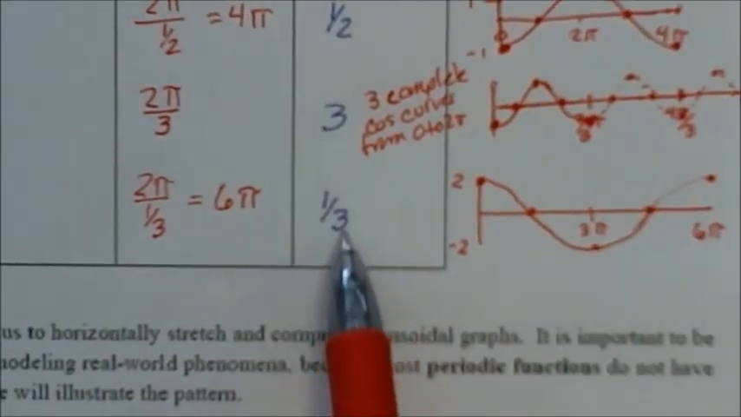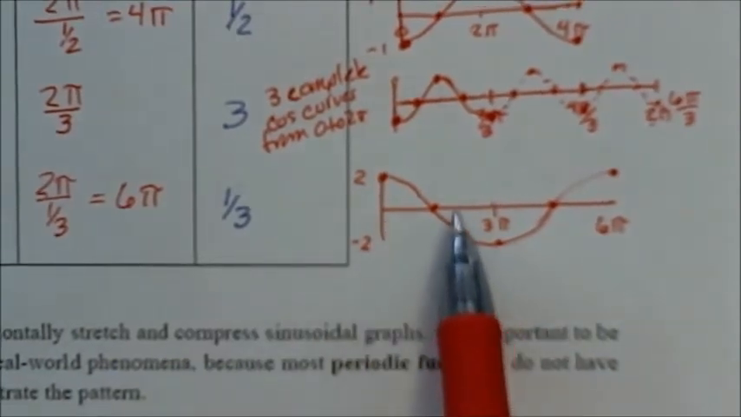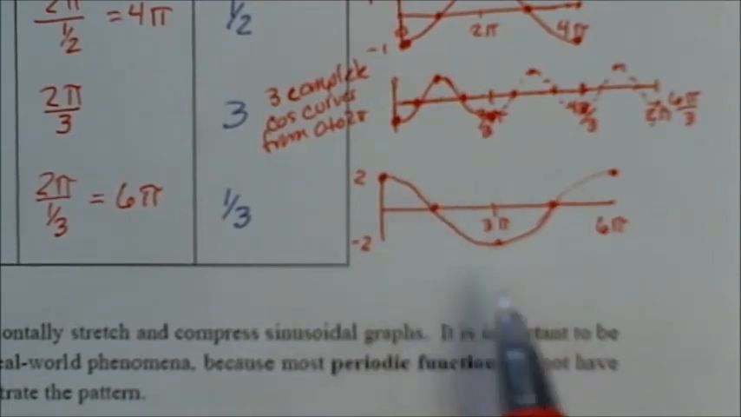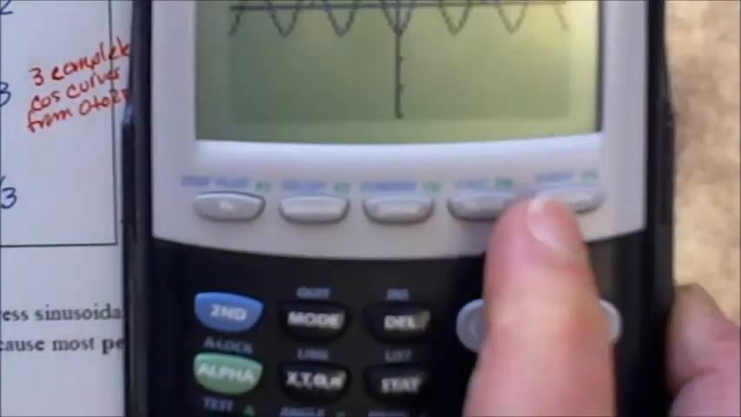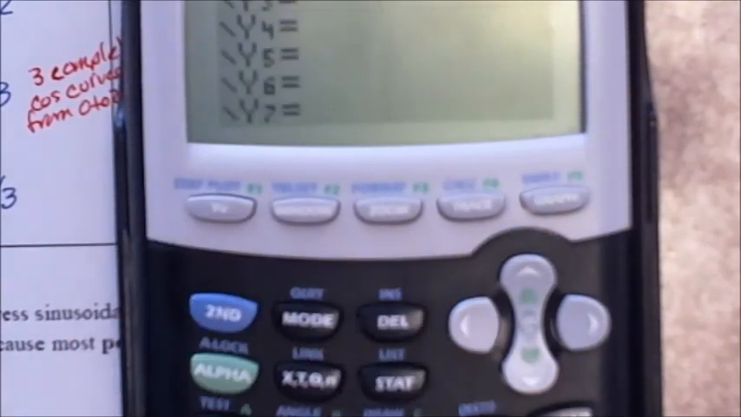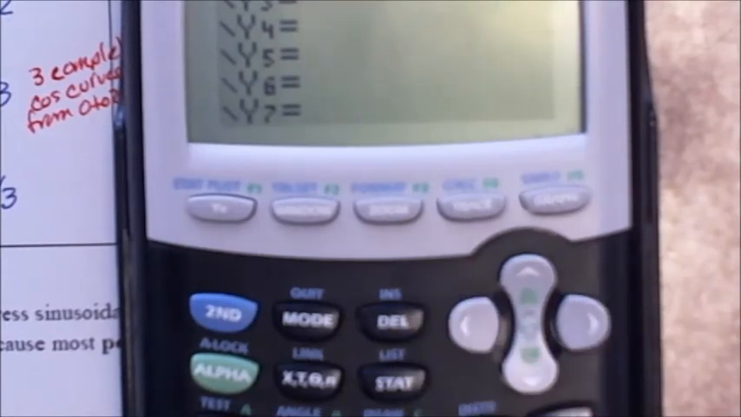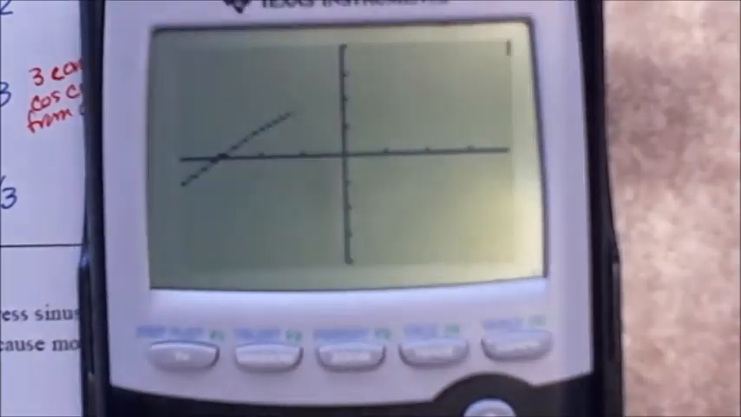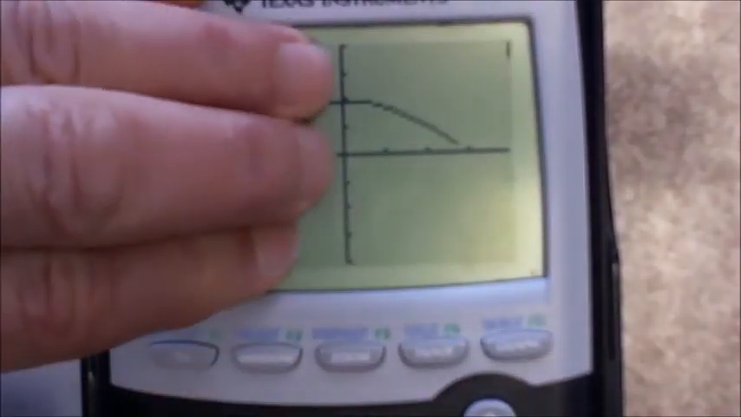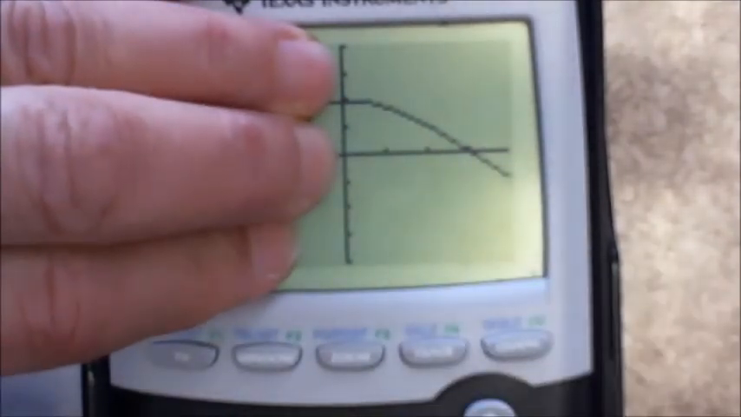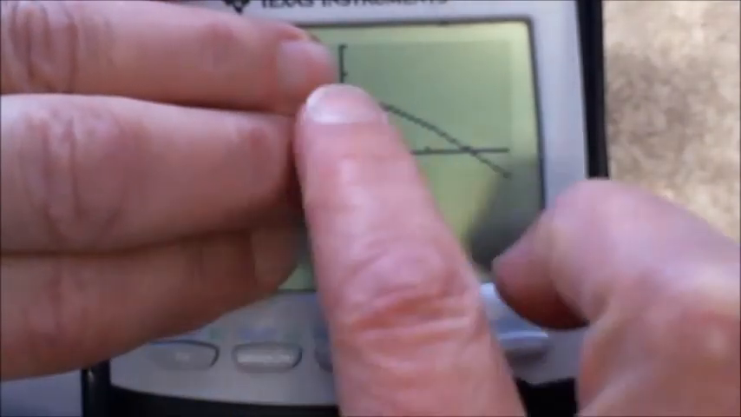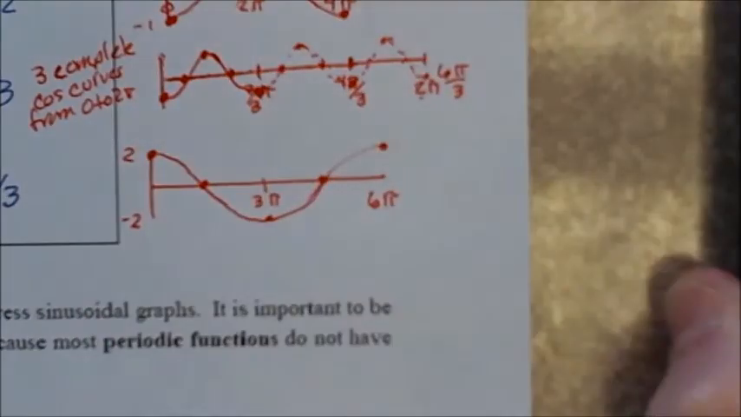Now the frequency, the 1/3, is telling me that from 0 to 2 pi, which would be about right here, I would have 1/3 of the cosine curve. So let's just check that on the calculator. Y equals 2 cosine of 1 divided by 3x. From 0 to 2 pi, yep, we have like a little more than a quarter. We've got 1/3 of our cosine curve.